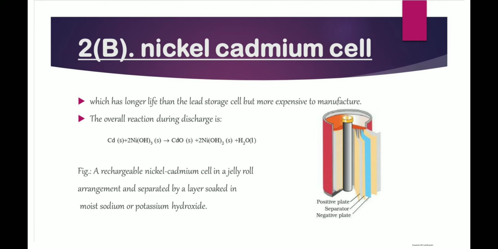At the cadmium electrode, cadmium plus 2OH- gives cadmium hydroxide plus 2 electrons, and at the other electrode, nickel hydroxide on taking an electron gives Ni(OH)2 plus OH-. This nickel cadmium cell has a cell potential of 1.2 volt, which changes a little as it discharges.